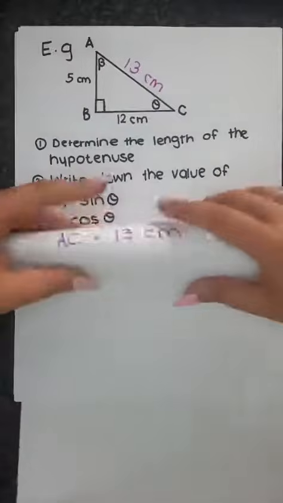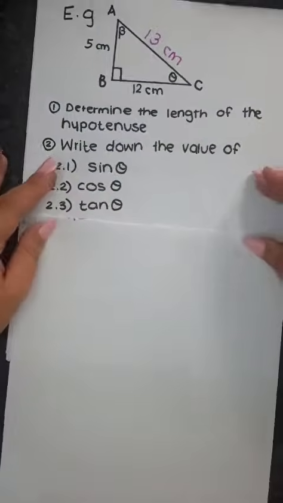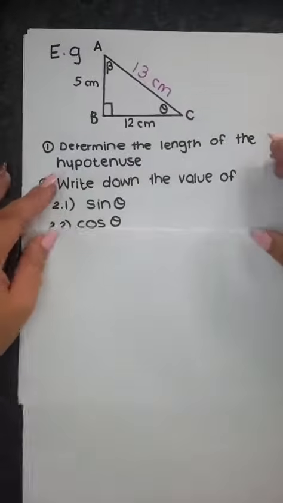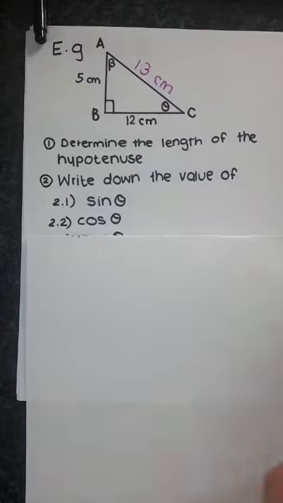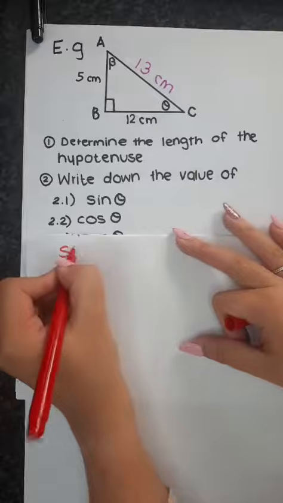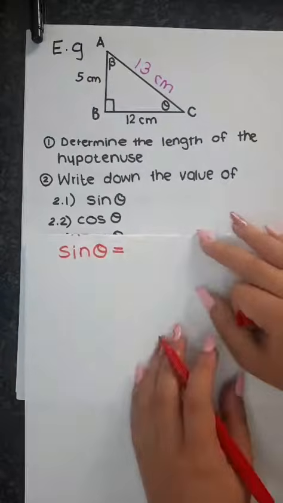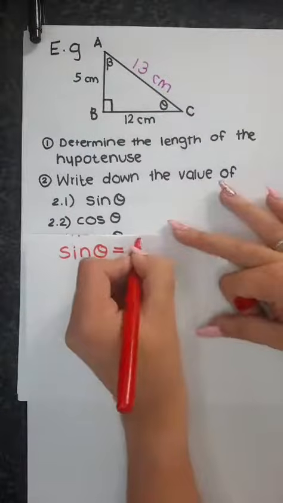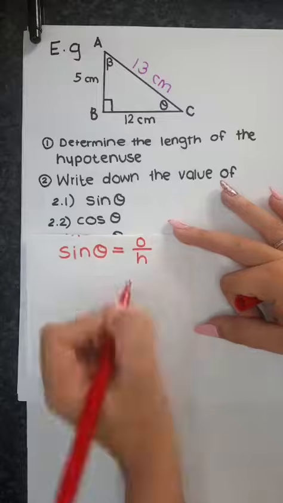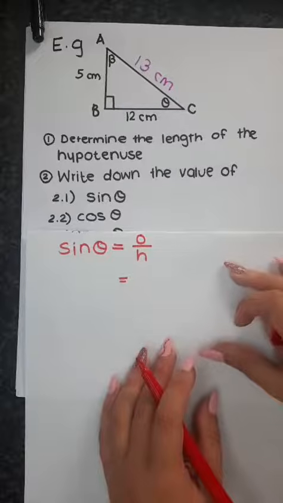We need to do some trig here. Write down the value of sine theta, cos theta, and tan theta. Okay, so sine theta. You guys should be able to do this. What is sine theta equal to? Sine of your angle is equal to opposite over hypotenuse. You don't need to write that. I'm just doing it for you so you can see what's going on.